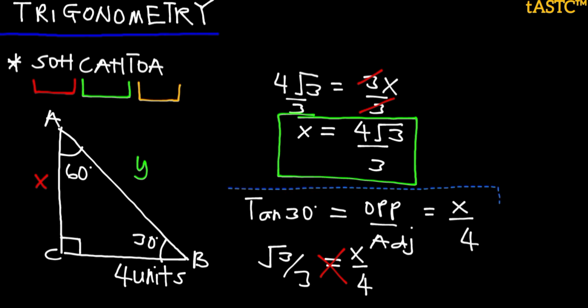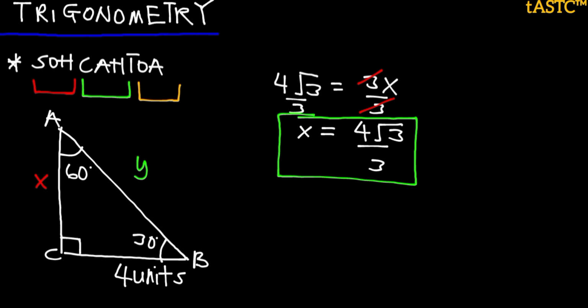So this is what I'm going to do. From here, I know that 4 units is the length of the side that faces the angle 60 degrees. Now I also know that y is the hypotenuse with respect to 60. So I could well use sine. That will be sine 60 degrees, that is opposite divided by hypotenuse.